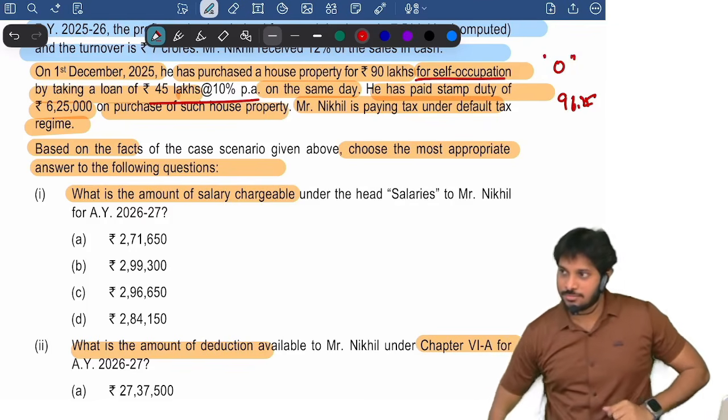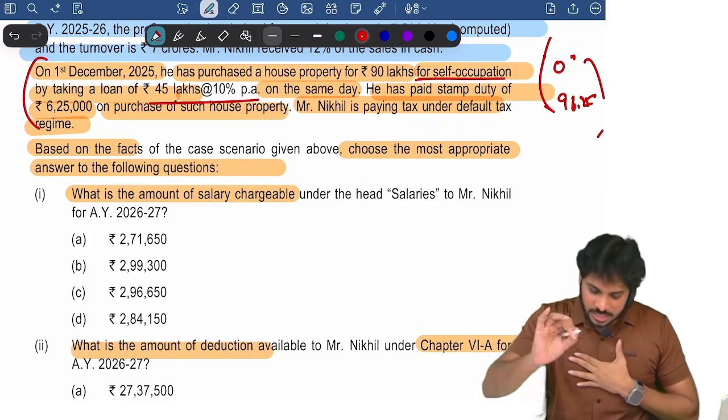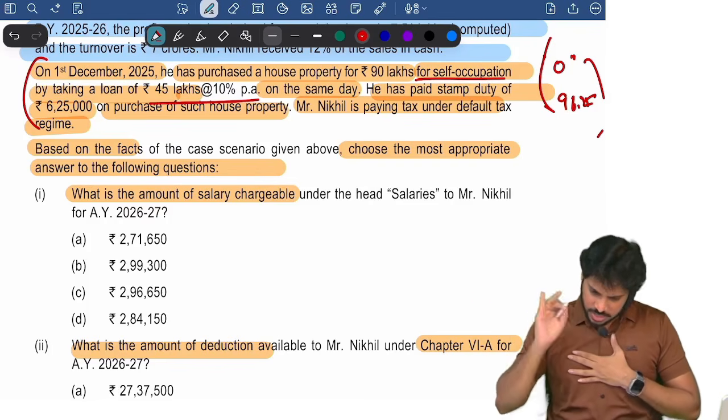Yes or no? Are you clear? So therefore, I think this does not have any impact. This particular information does not have any impact. I think yes, correct. There is no impact on this. Correct?